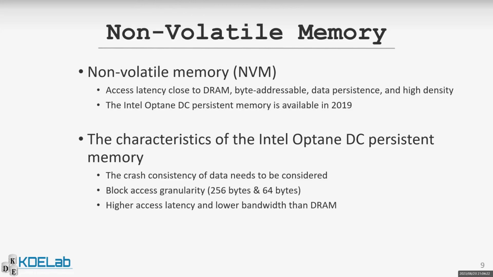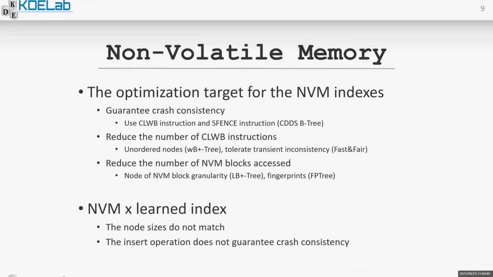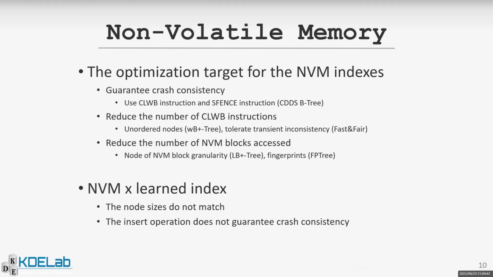2019. Unlike the index on DRAM, since NVM is a persistent device, the NVM index needs to consider the problem of crash consistency. Because the CPU memory controller will disrupt the order of write instructions. The solution to crash consistency is to use the CLWB instruction to force the cache line to be written back to NVM and use sfence to isolate the write instructions. This results in higher write costs for NVM.